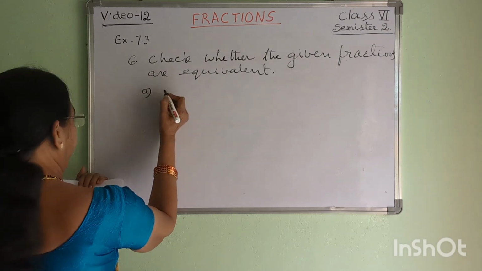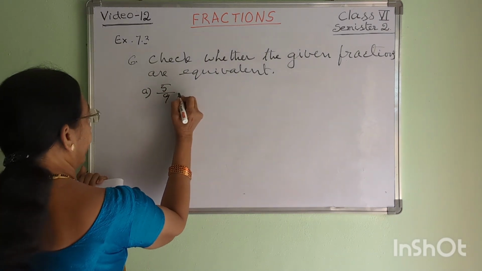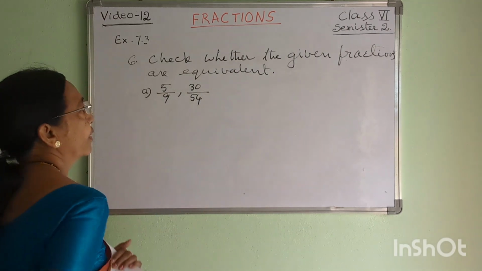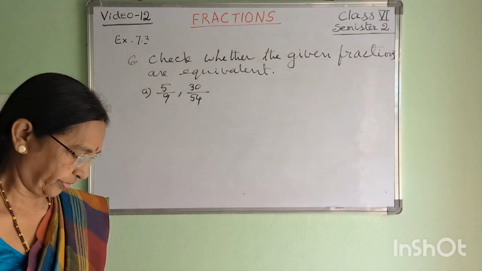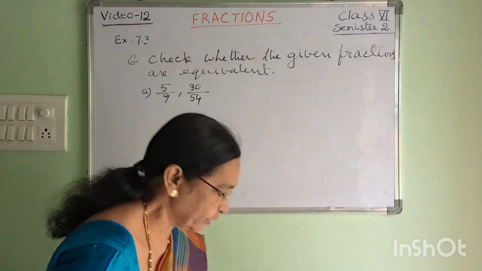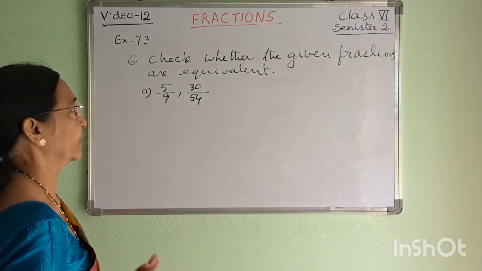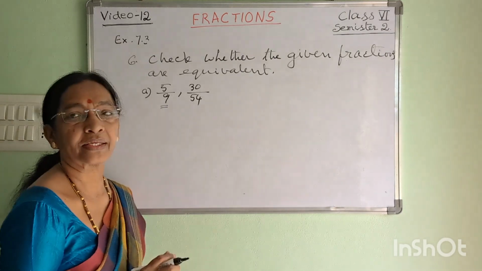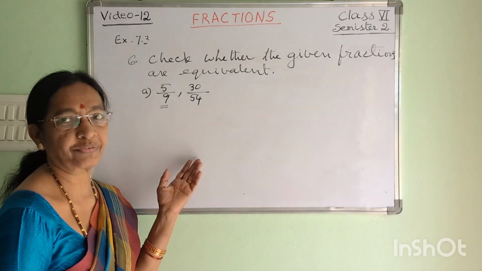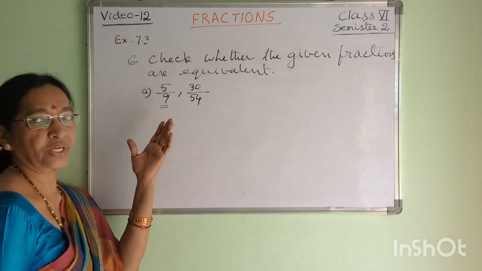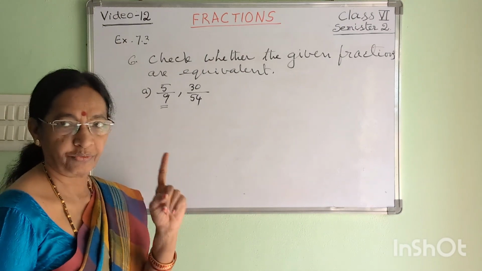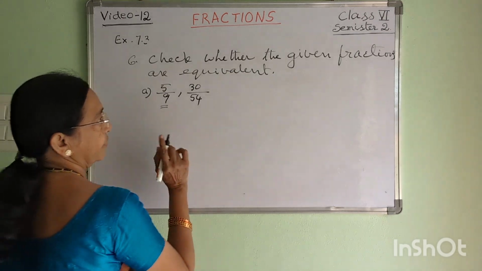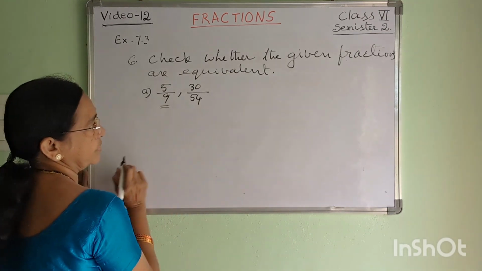First one is 5 by 9 and 30 by 54. We have to check whether they are equivalent, whether they are equal. The first method: 5 by 9 is in its simplest form. We cannot simplify it further because the only common factor of both is 1. No other common factors are there for 5 and 9. Therefore this is in its simplest form.